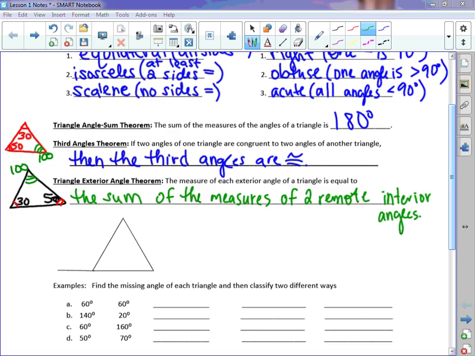Now I made you talk with your shoulder partner about what exterior and remote interior angle is. So let's use this picture down here to classify it. We're going to label the angles: angle 1, and let's just go around, angle 2, angle 3, and angle 4. In our triangle, we can see that one of our sides has been extended. I could extend any of my sides, and I could have extended it this way as well, and had my angle 1 be there, which makes sense because those would be the same, they're vertical angles.